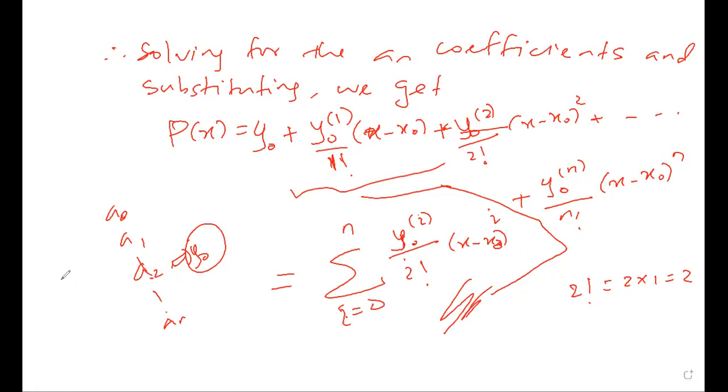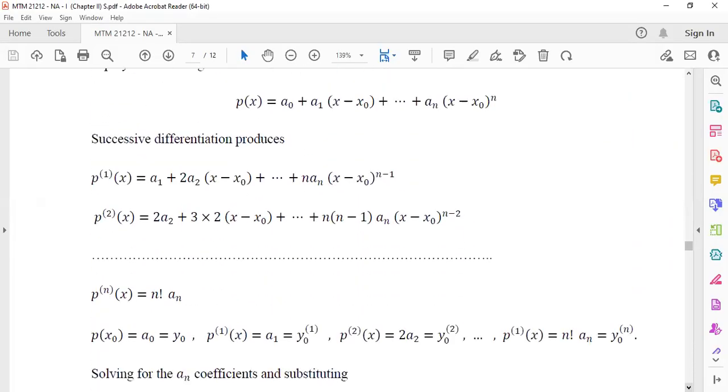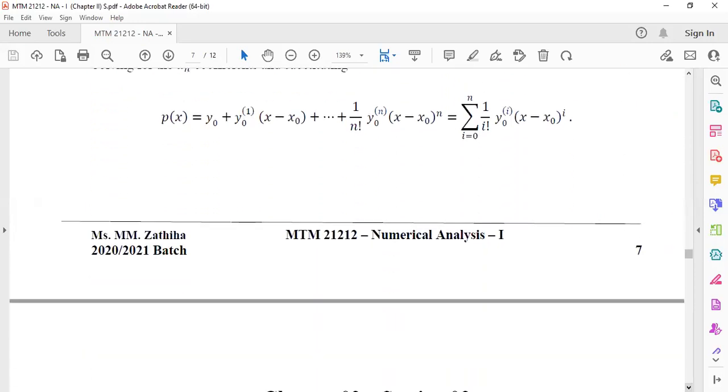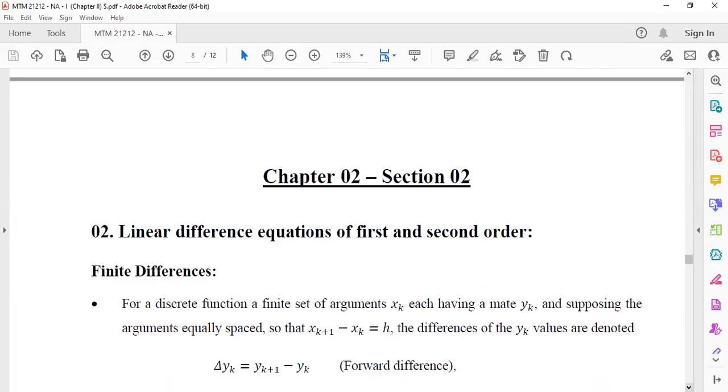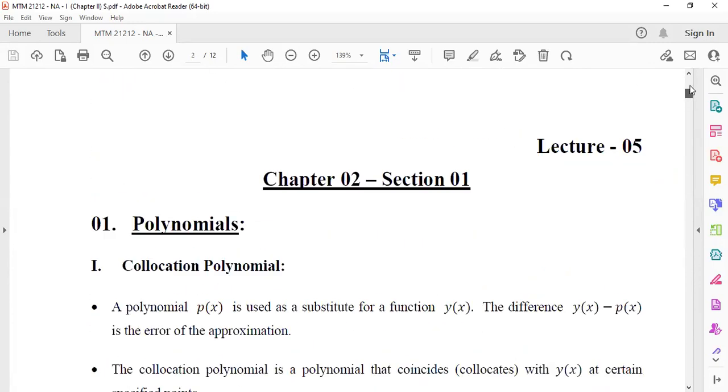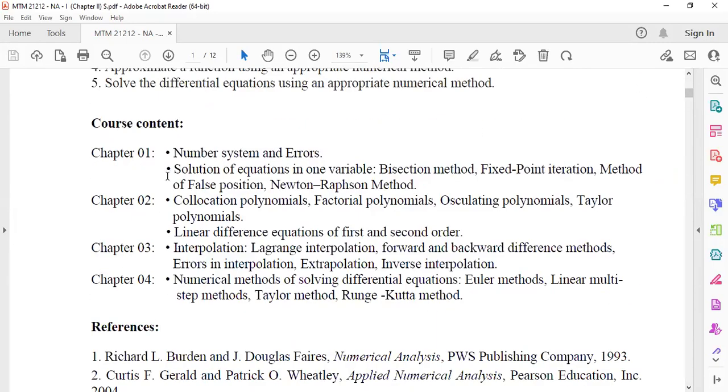Okay, let's continue our notes. So that's all about the polynomial of our chapter number 2. We have finished section 1 for chapter number 2. As we have in this syllabus, in chapter 1 we have seen section 1 as number system and errors, section 2 as solution of equations in one variable. Similarly, chapter 2 we have seen the polynomials. So we have finished polynomials.